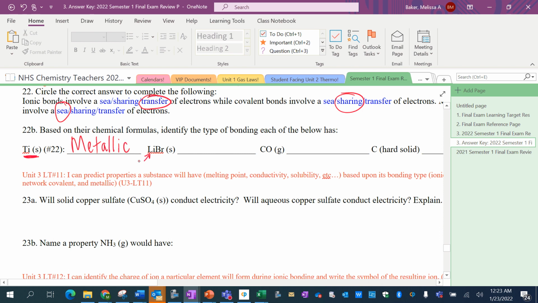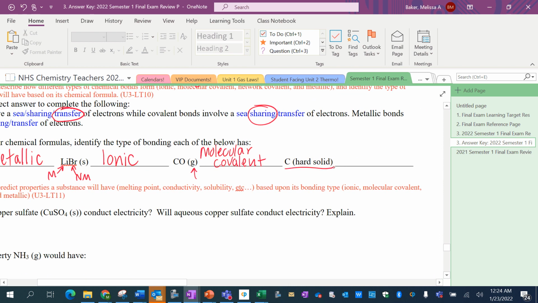If something has a metal to the left of the zigzag and a nonmetal to the right of the zigzag, that will have ionic bonding. If something is a gas, that's a dead giveaway that it has molecular covalent bonding. It's a molecule. And nonmetals that are a hard solid, that's network covalent.